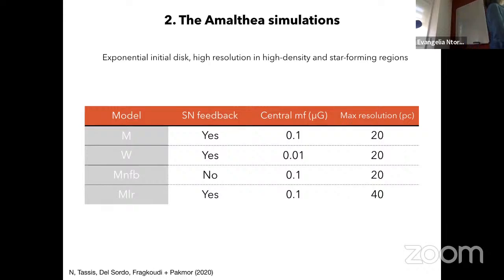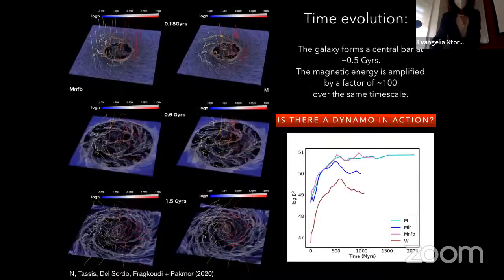So here I have four models. Model M is our canonical model, designed to see if the magnetic field has a long-term evolution. It has supernova feedback as before. W has a much weaker magnetic field, but is otherwise identical to model M. M no feedback is the canonical model without feedback, and MLR is low resolution, so we gave up one level of refinement of the grid. And here's the time evolution of this model.